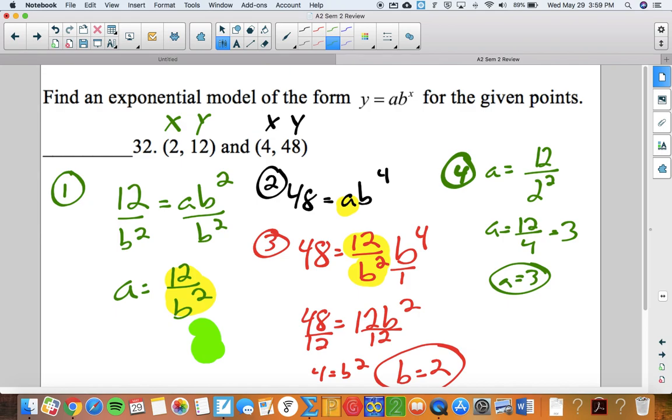And now I know that b is 2 and a is 3, so y equals 3 times 2 to the power of x. Boom. And yes, folks, in this they said to use this model y equals ab to the x. So they want the a, they want the b, so we'll keep it that way. We won't call it y equals 6 to the power of x. It's important we keep it this way because the 3 is a multiplier and 2 is the base of the x. So there we are.